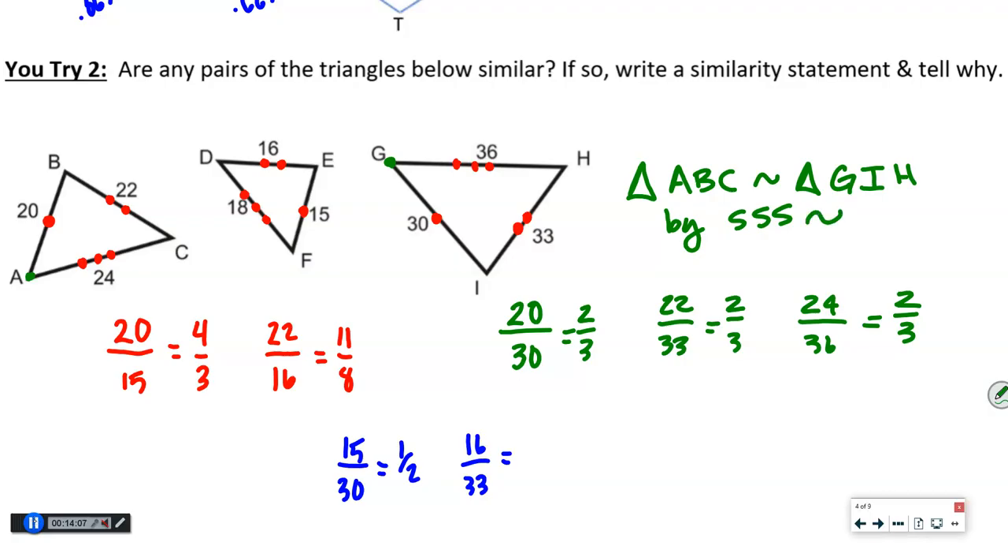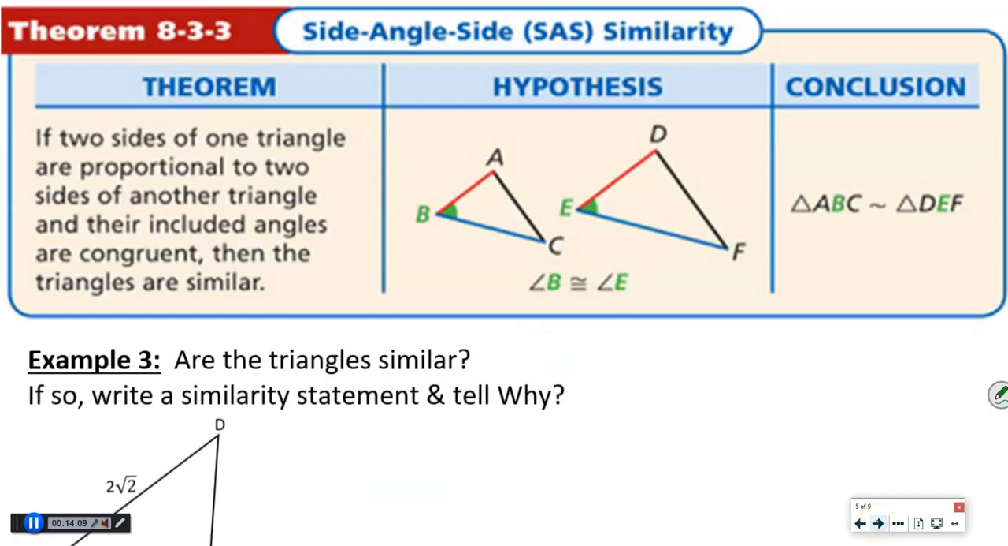Okay? All right, now the next one says this is side angle side similarity. So it says if two sides of one triangle are proportional to two sides of another triangle and their included angle, which means the angle has to be between the sides, are congruent. The angles have to be congruent, okay? Then the triangles are similar.